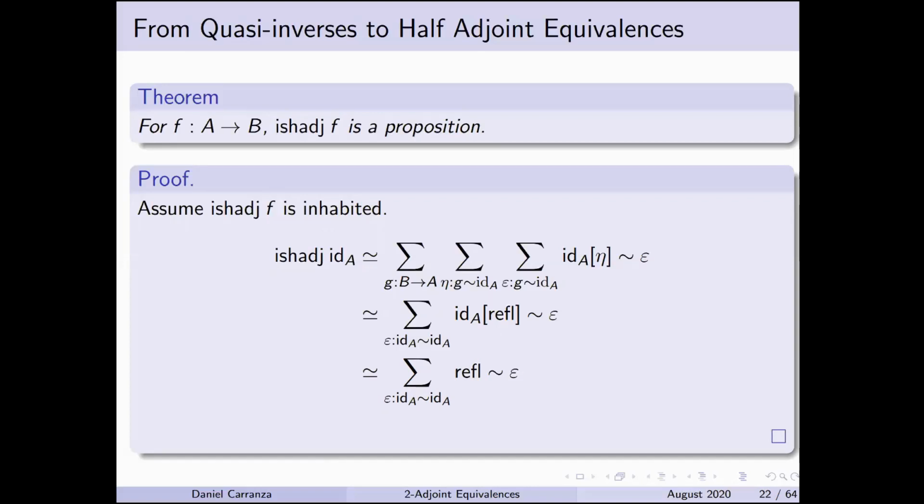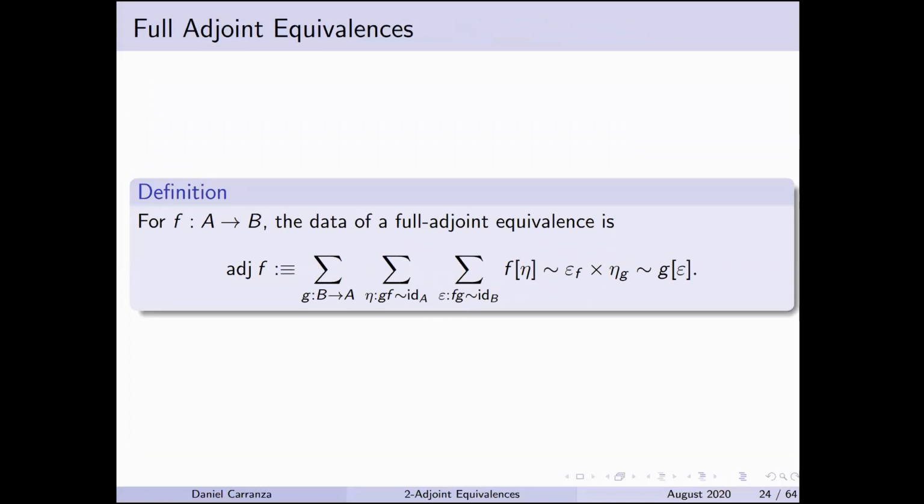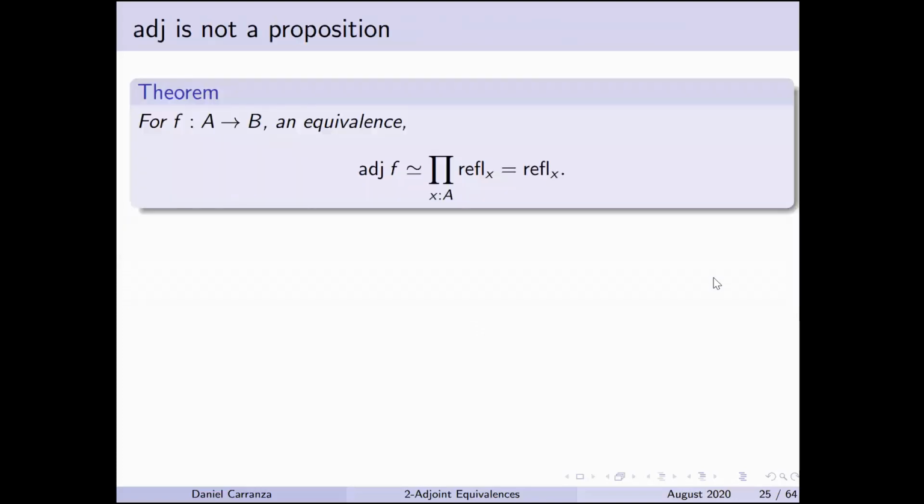But it turns out that if we append both triangles, and apply based homotopy induction, if we put both triangles together, then we get not a propositional type again. So we're going to define the data of a full-adjoint equivalence as the same data for our quasi-inverses and both of our triangles. And it turns out that this type now is equivalent to a type that looks like this.